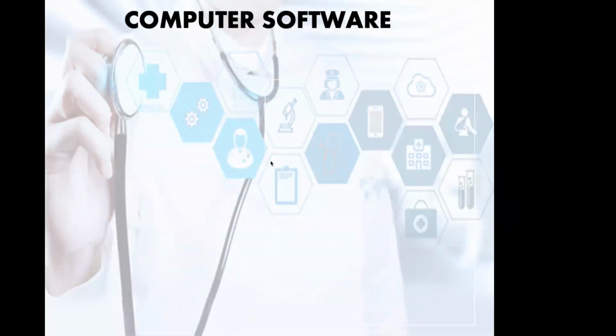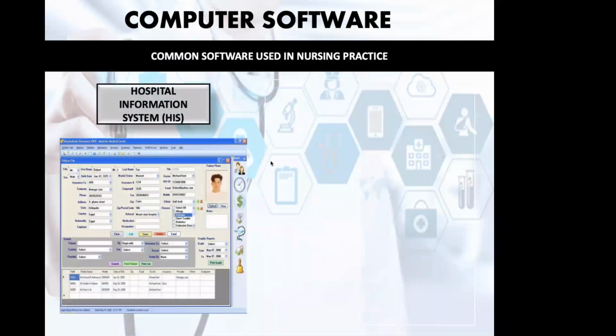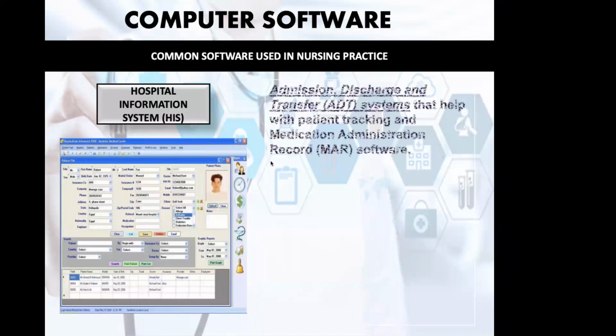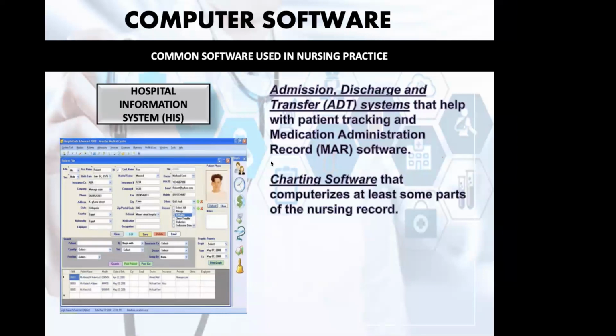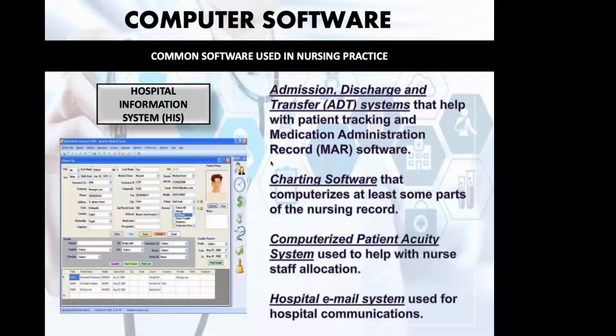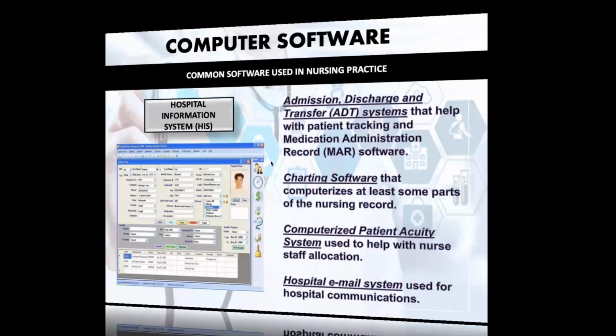Do you know any computer softwares utilized in nursing practice? So the common software used in the nursing practice is the hospital information system, which includes software used by nurses for admission, discharge, and transfer, or the ADT system that helps with patient tracking, and medication administration record, or the MAR software. Increasingly, hospitals have added charting software that computerizes at least some parts of the nursing record. In addition, for staff allocation, hospitals may have the computerized patient acuity system, and of course, hospitals do have their own emails.